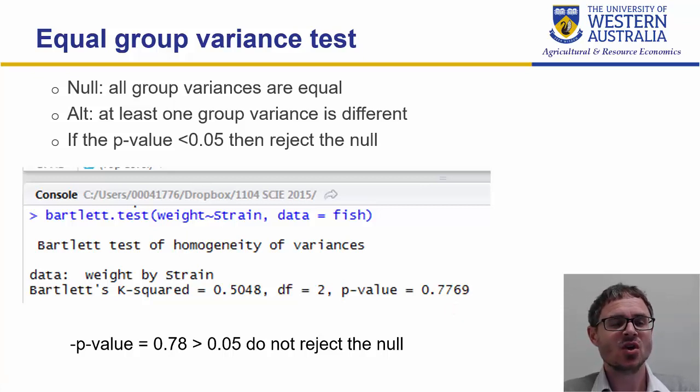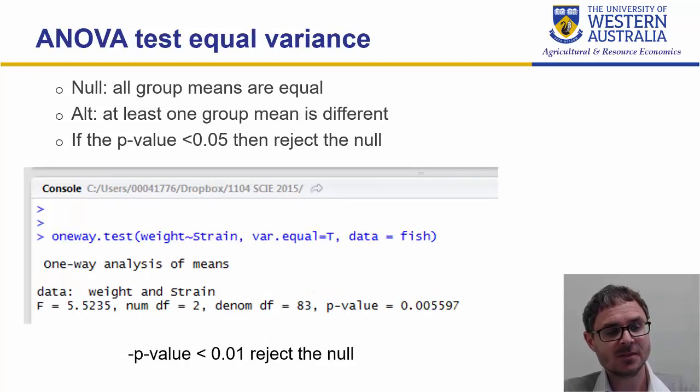My ANOVA test is going to try and detect at least one difference. So let's go on and conduct our ANOVA test. If we look at our ANOVA test, what's our null? All the group means are the same. The alternate is that at least one is different. How do I conduct the test? oneway.test, weight, tilde, strain, var.equal equals TRUE. So that gives me the formula that I want to see. And you can see that I get a p-value that is less than 0.05. So that means that I am capable of rejecting the null that all the group means are the same. So at least one of them is different.